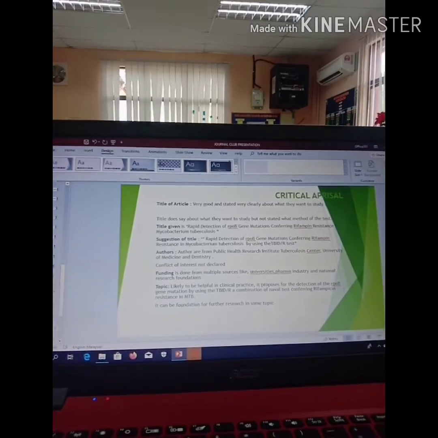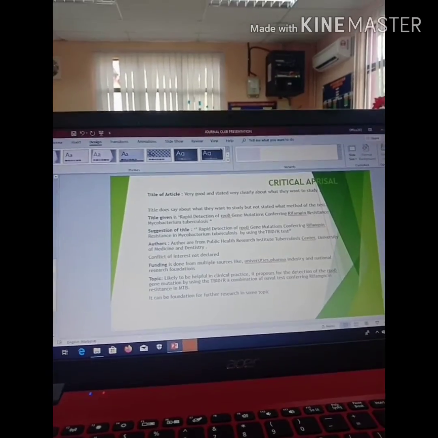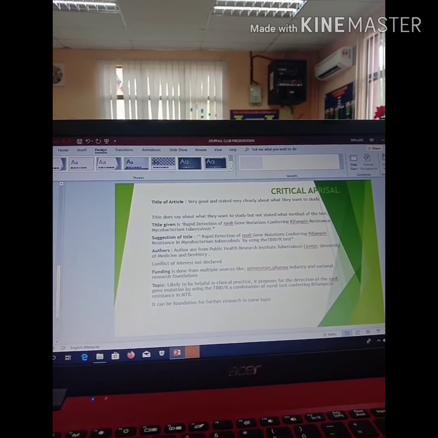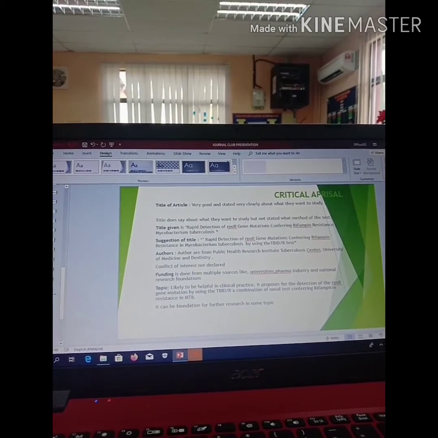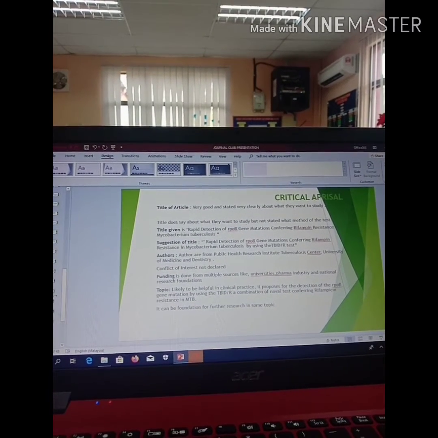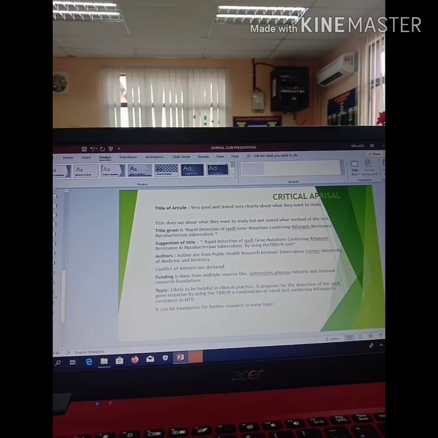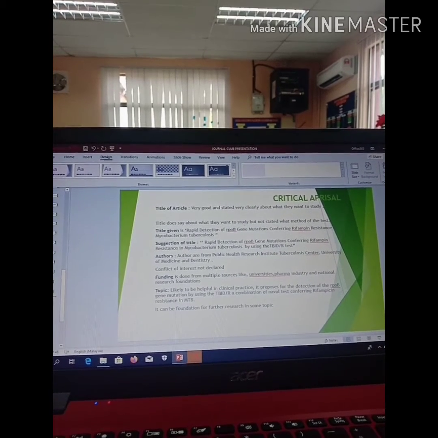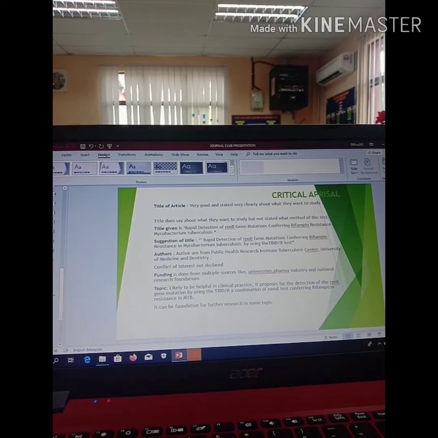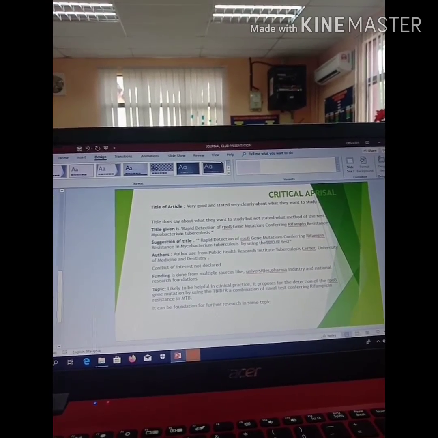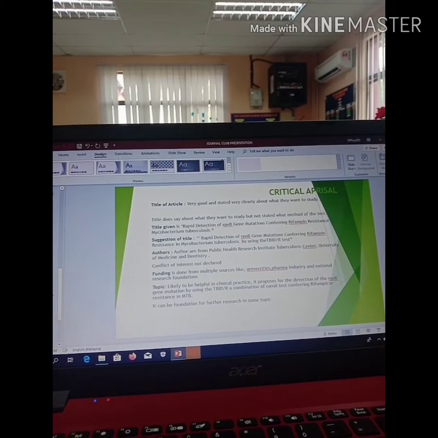My critical appraisal for journal number 3. The title is very good and stated very clearly. Title does say what they want to study but does not state the method of the test. Title given is Rapid Detection of rpoB gene mutation conferring rifampicin resistance in Mycobacterium tuberculosis. But my suggestion for the title is Rapid Detection of rpoB gene mutation conferring rifampicin resistance in Mycobacterium tuberculosis by using the TBDx/R test. Authors are from Public Health Research Institute, Tuberculosis Center.